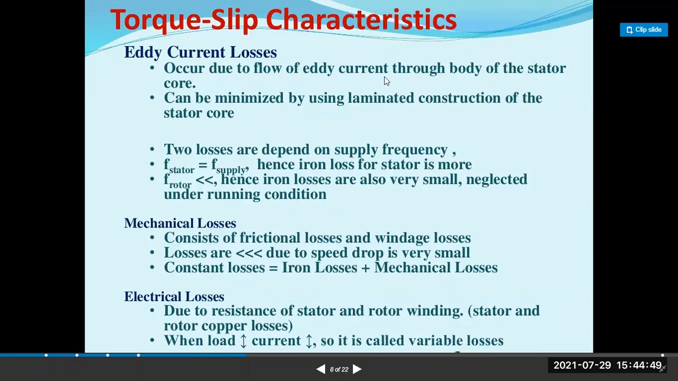That is your leakage flux. That is the part of leakage flux that can be minimized by using laminated construction of the stator core, which we have already discussed in the transformer also. So to reduce eddy currents, the lamination should be provided.